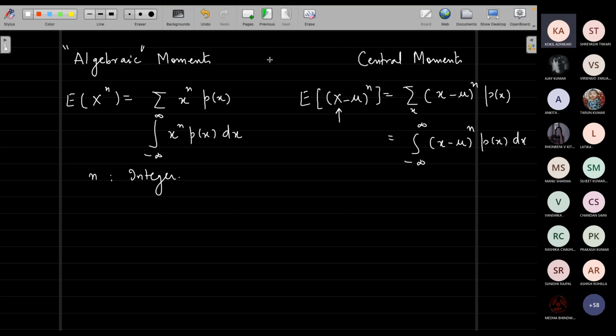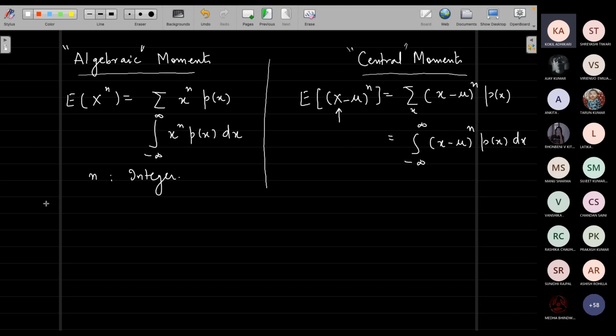Now, this is a very general definition: once we find out the distribution, we find our algebraic and central moments. Central moments, as the name suggests, are with respect to the mean, the expectation value mu, which is the first moment. Remember the moment which we discussed, what we call the mean or the average.